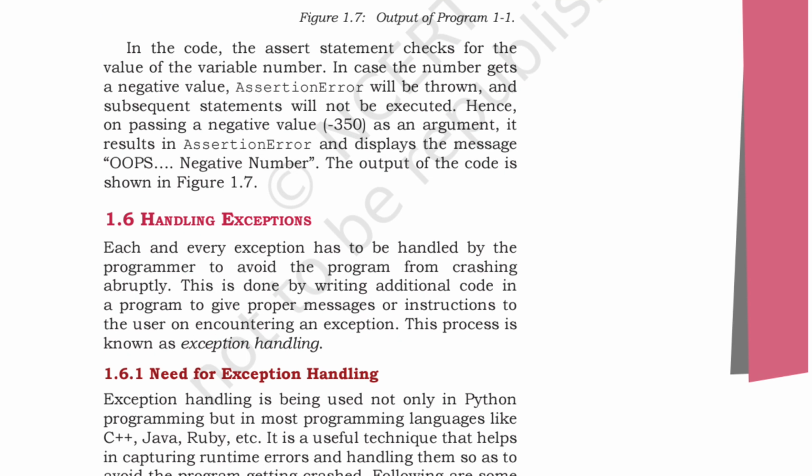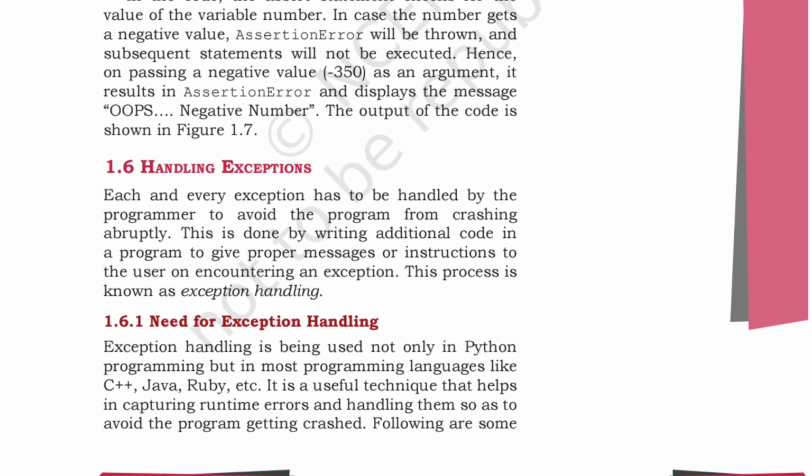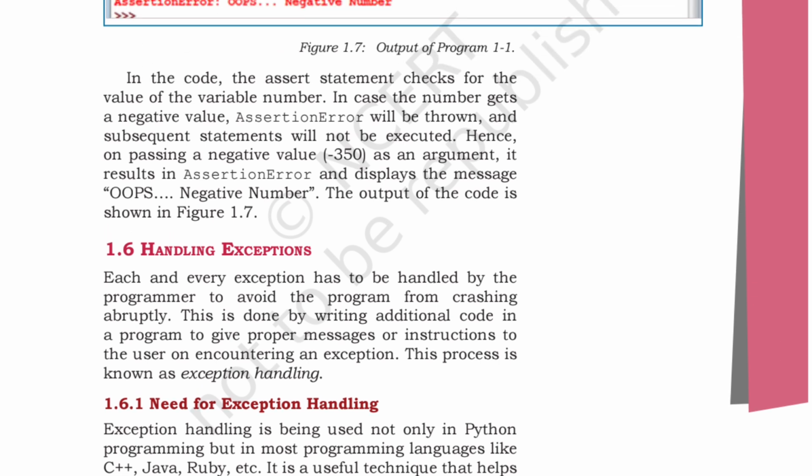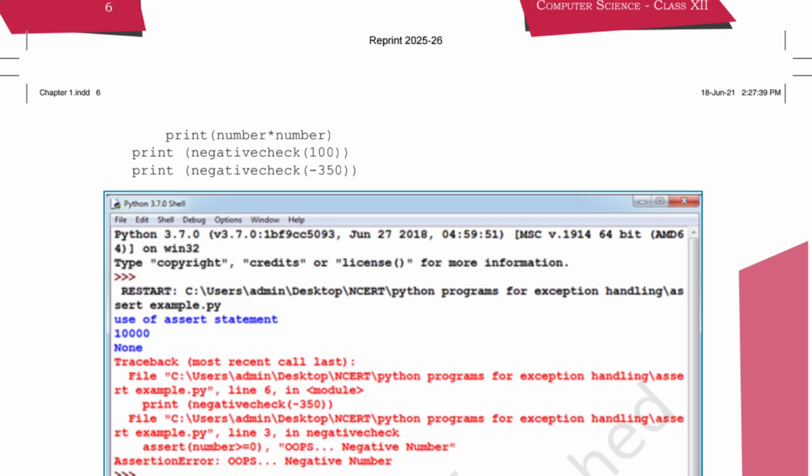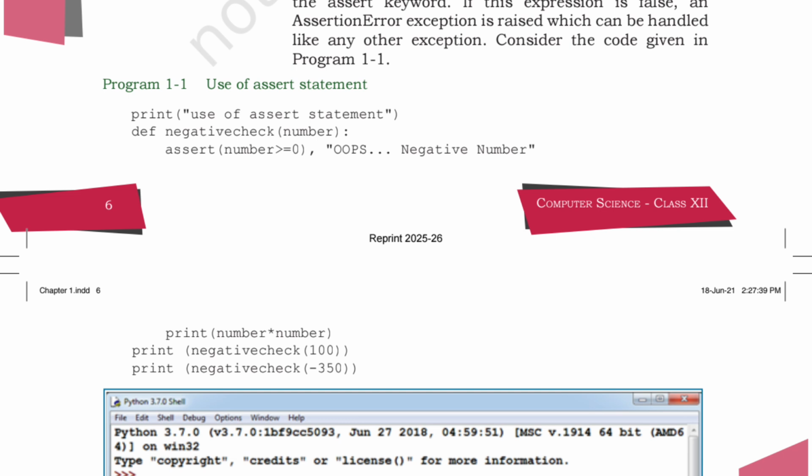Then handling exception. Each and every exception has to be handled by the programmer to avoid the program from crashing abruptly. This is done by writing additional code in the program to give proper message or instruction to the user on encountering an exception. This process is called exception handling. If it encounters the exception, we will handle it by taking some negative numbers or positive numbers. This is the case of assert statement.